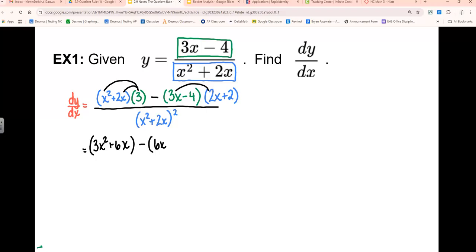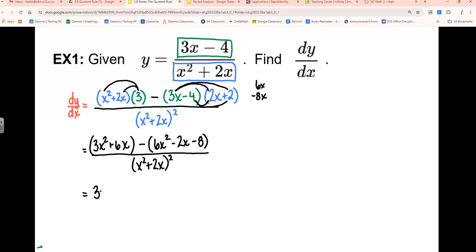I will get 6x squared. I am going to do this in my head. That's going to give me a 6x. This part's going to give me a negative 8x. When I put that together, I get a minus 2x right there in the middle. So I'm going to go ahead and combine those so I don't have to make another step here. And then I got a minus 8. And then you can distribute that negative. And it's okay if I drop the parentheses here on this first part as well.